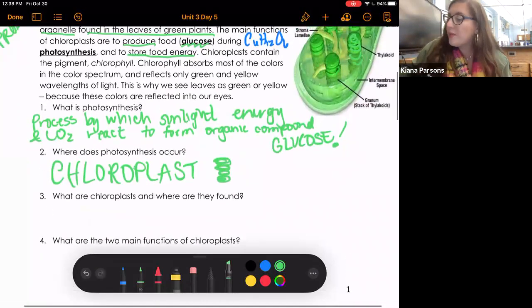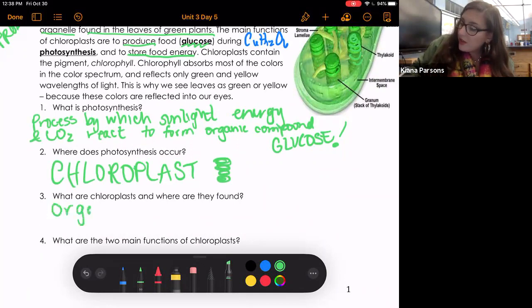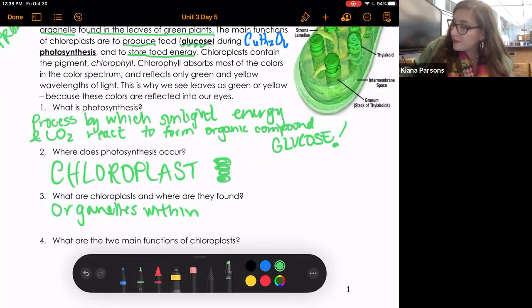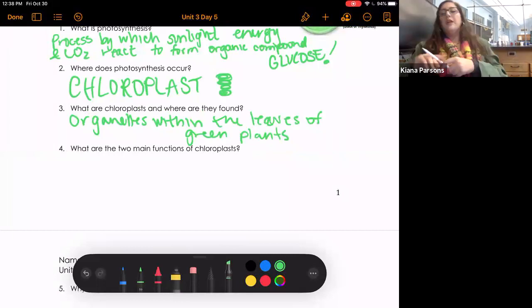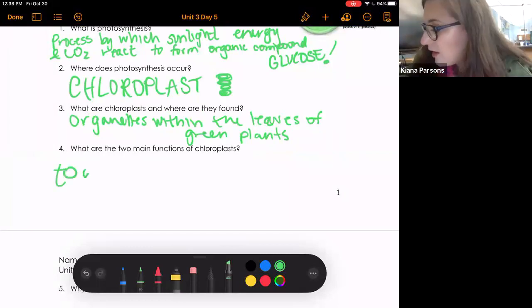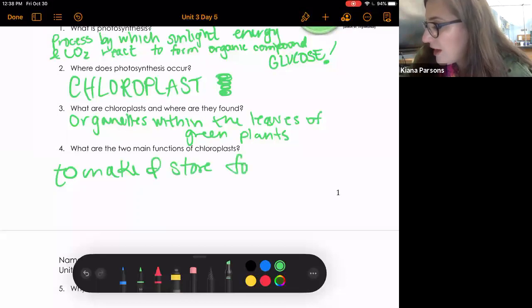So what are chloroplasts? Chloroplasts are organelles within the leaves of green plants. What are the two main functions of chloroplast? We just said this, but they're making the pancakes and they're storing them, to make and store food energy in the form of glucose, specifically glucose.